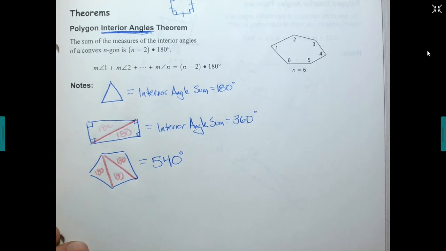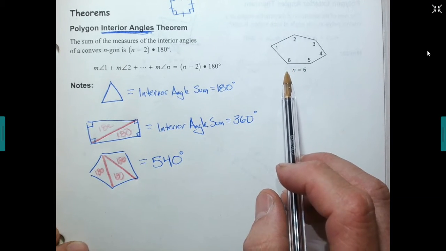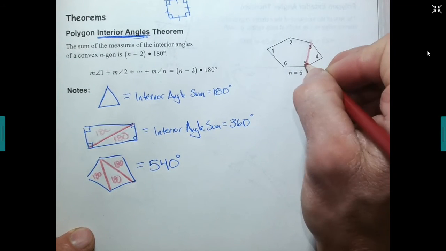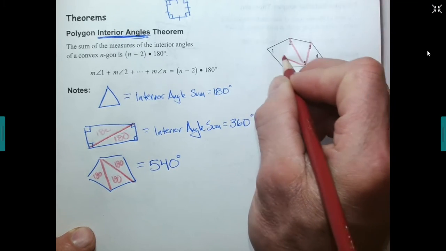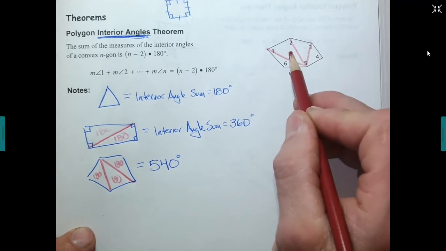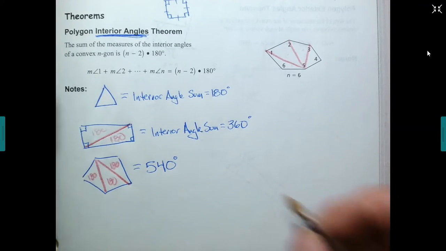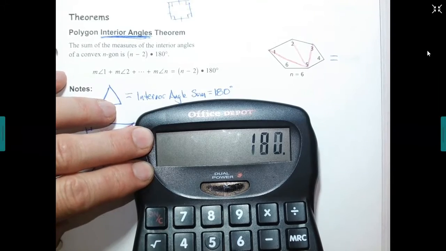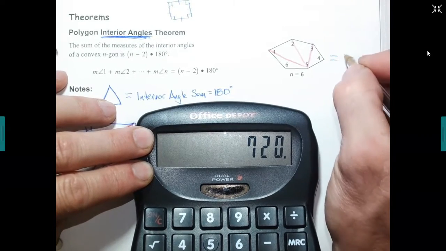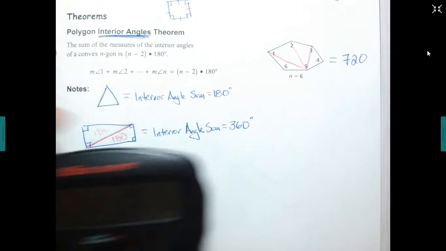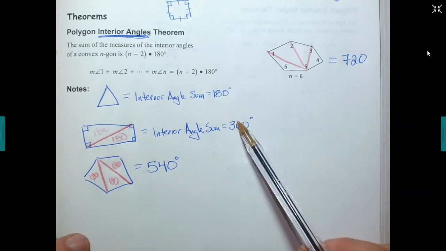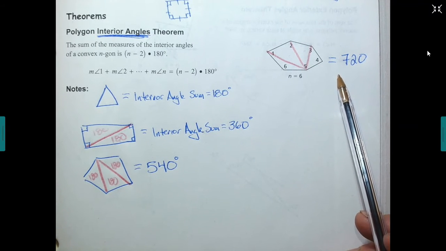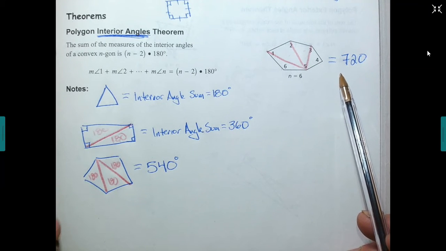What if I had a six-sided shape? See this one? I got a six-sided shape. Let's check. There's one triangle, 2, 3. So I have 1, 2, 3, 4. I have 4 triangles. So a six-sided shape, 180 times 4, 720. So I don't know if you see a pattern, but this is going up by 180 each time. So there's actually a formula for finding out the interior angle.